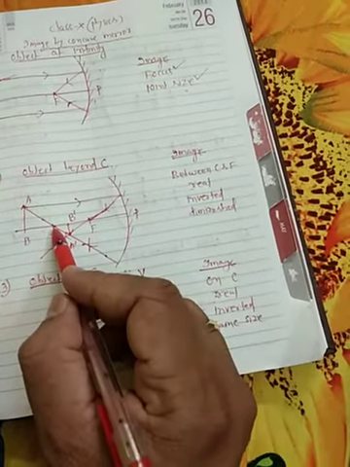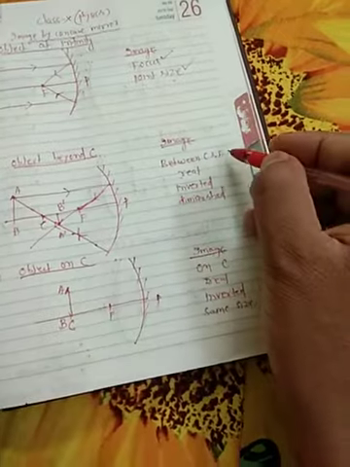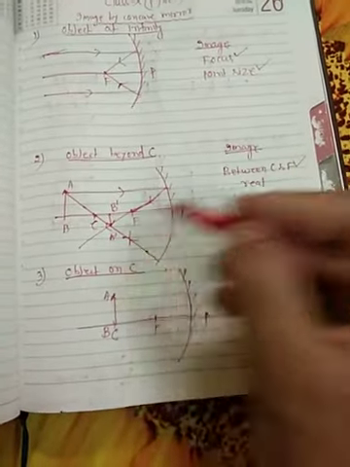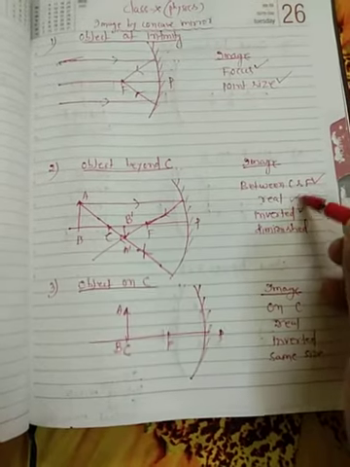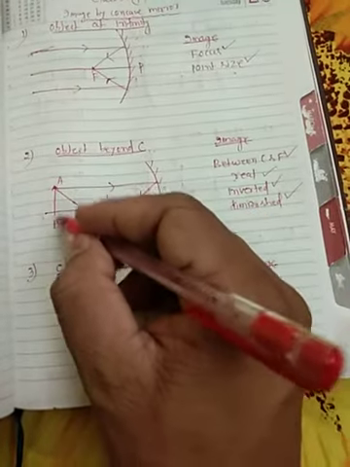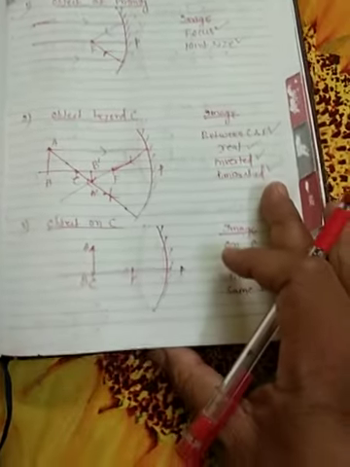So what is the position of image? Between C and F. It is an inverted image, real image and diminished image. Diminished image means the size of the image is less than the size of the object.